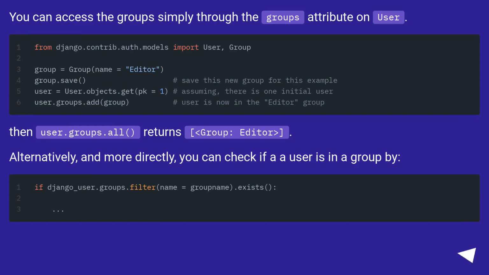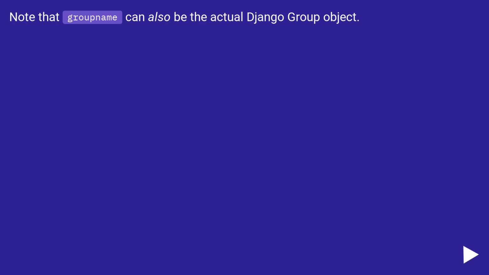You can access the group simply through the groups attribute on user. Then user.groups.all returns a group queryset. Alternatively, and more directly, you can check if a user is in a group by name. Note that group name can also be the actual Django group object.